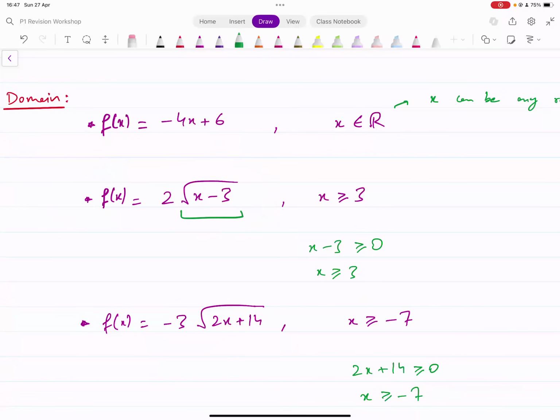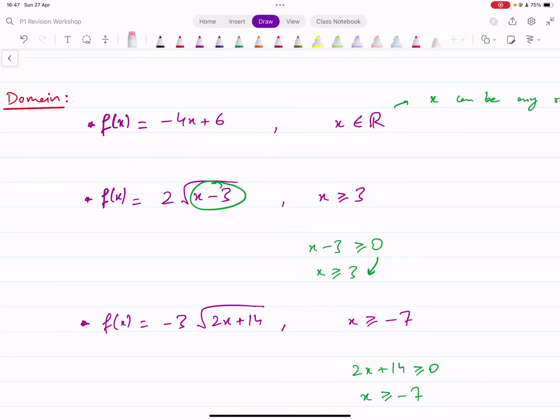Now, you have a square root function here. In a square root function, inside the square root, you cannot have anything negative, right? So whatever is inside the square root, you want that thing to be positive, or it could be 0 as well, but it can't be negative. So x minus 3 should be greater than or equal to 0. That means the value for x should be greater than or equal to 3.